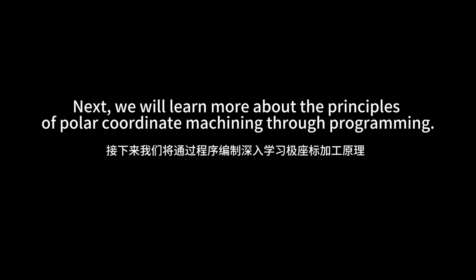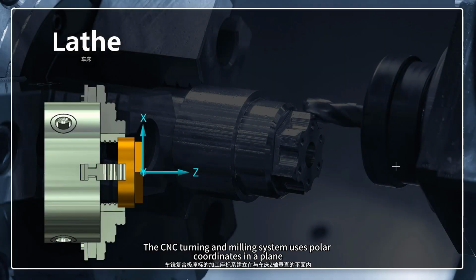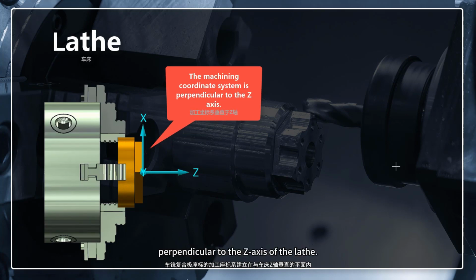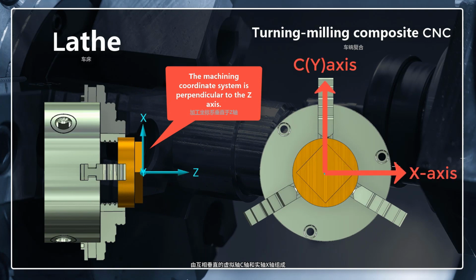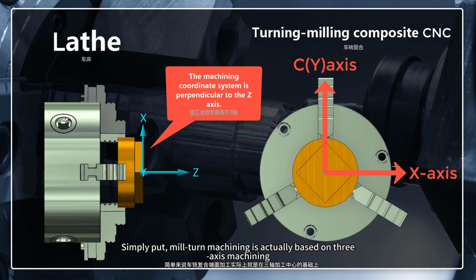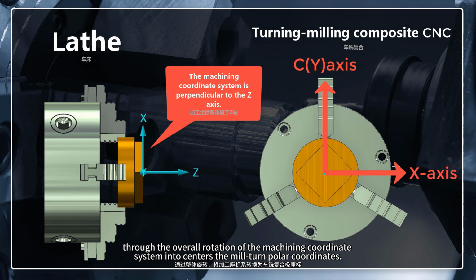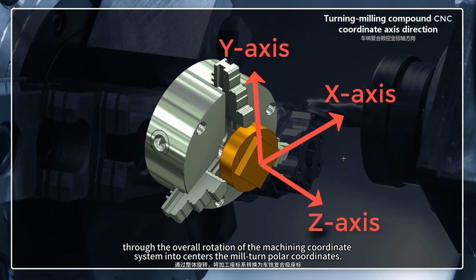Next, we will learn more about the principles of polar coordinate machining through programming. The CNC turning and milling system uses polar coordinates in a plane perpendicular to the Z-axis of the lathe. It consists of a virtual axis C and a real axis X, which are perpendicular to each other. Simply put, mill-turn machining is actually based on three-axis machining centers through the overall rotation of the machining coordinate system into the mill-turn polar coordinates.